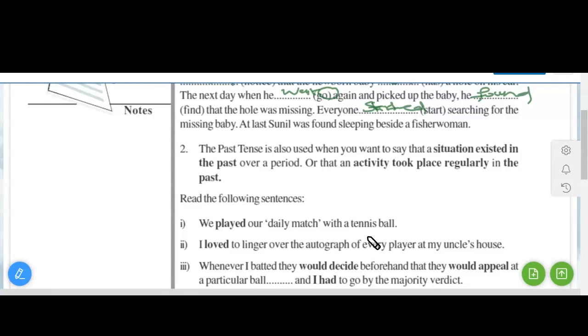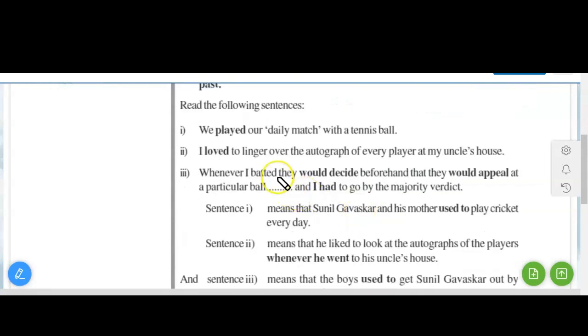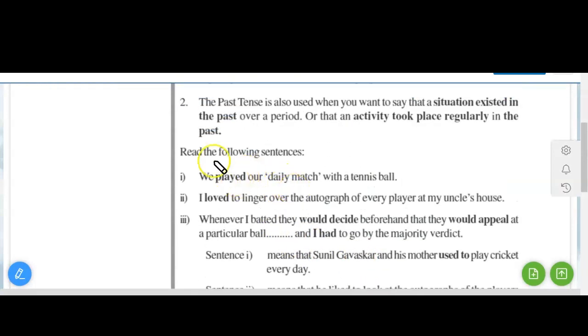Again, something was happening in the past for a fixed amount of time, or something that was happening regularly in your past but that's not happening now. Those activities also can be added as past tense. That also comes under past tense, simple past tense.